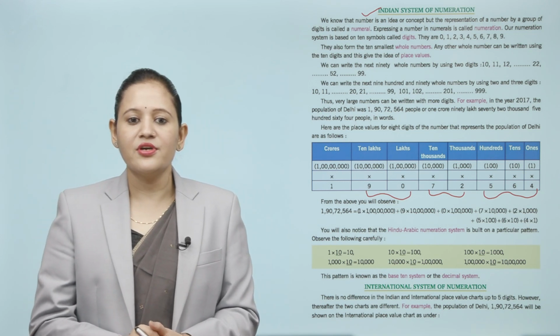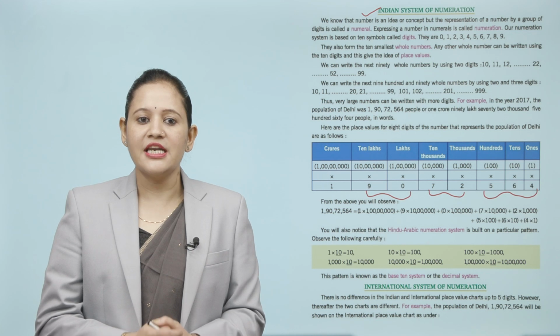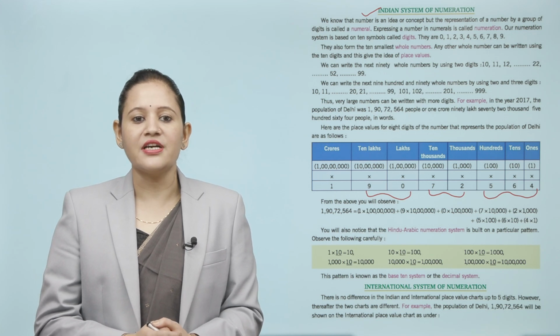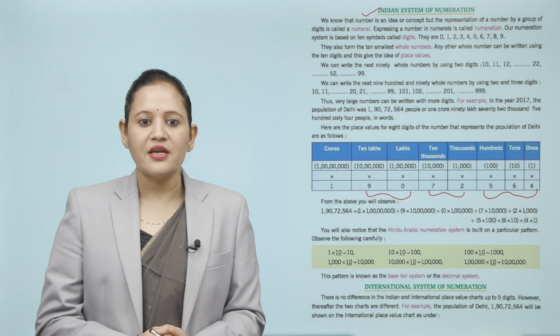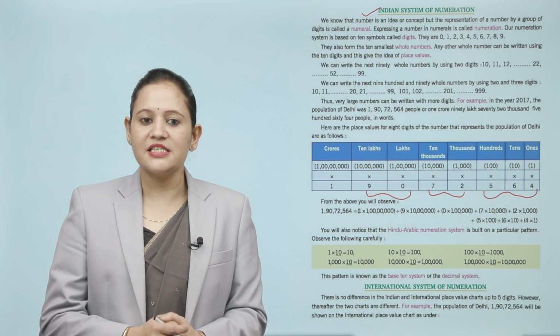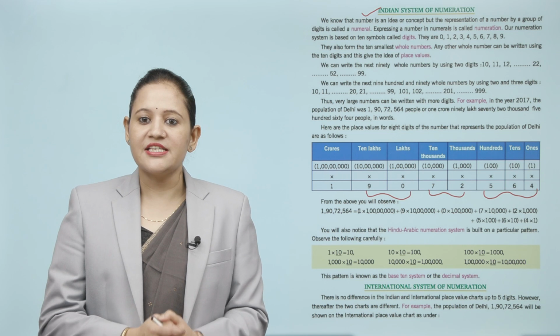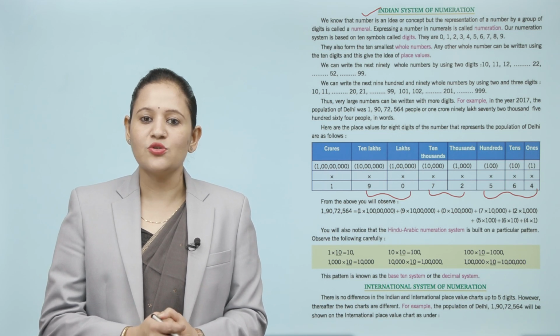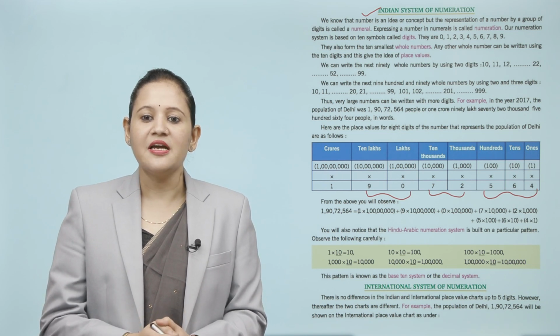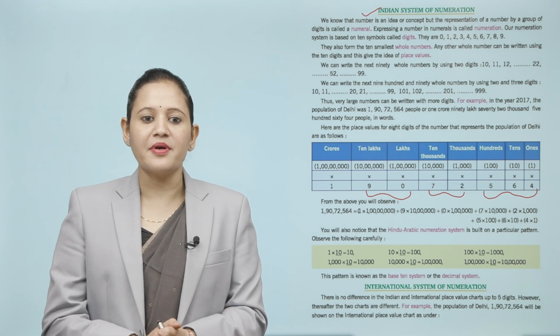From the above, you will observe 1 crore 90,72,564 equals, इसमें हो जाएंगे 1 करोड़ प्लस 90 लाख प्लस 0 हो जाएगा, 0 लैक्स हो जाएंगे प्लस 70,000 प्लस 2,000 प्लस 500 प्लस 60 प्लस 4. तो इसको ऐसे एक्सपेंडेड फॉर्म में हम लिख सकते हैं.